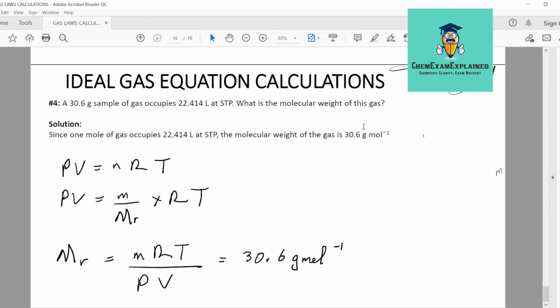But if you're having issues with that, you could go ahead and use the formula. PV equal nRT, convert moles to mass over molar mass, and make molar mass the subject of the formula. Plug in the standard temperature and pressure, and your answer will be calculated to 30.6 gram per mole.